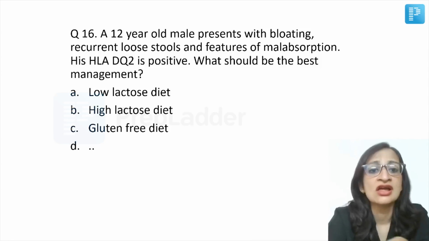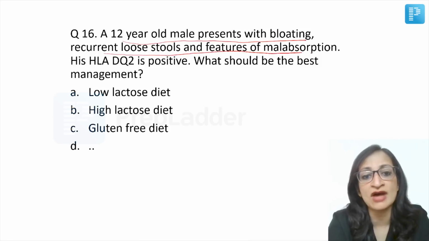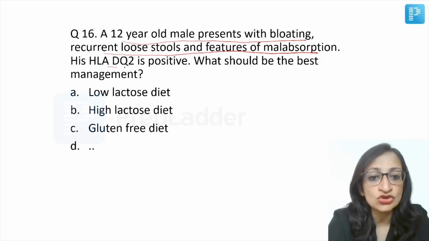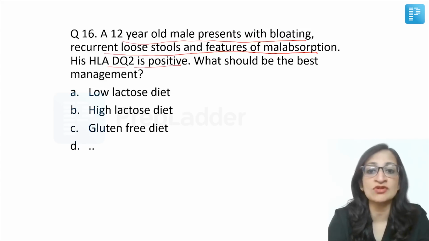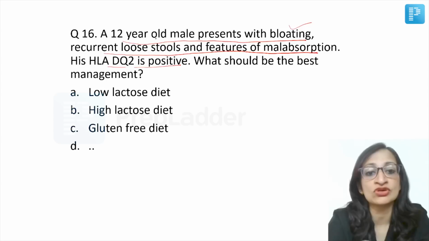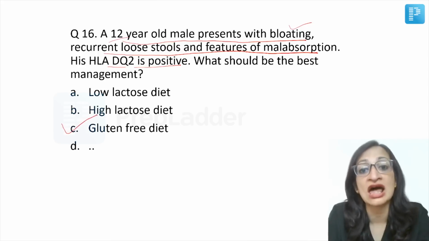The next question, a 12-year-old male presents with bloating, recurrent loose stools and features of malabsorption. His HLA-DQ2 is positive. So HLA-DQ2 and DQ8 we know can be positive in celiac disease. And there are features of malabsorption also, like bloating and recurrent loose stools. So this child, if a case of celiac disease, needs to be started on a gluten-free diet and that has to be given lifelong.